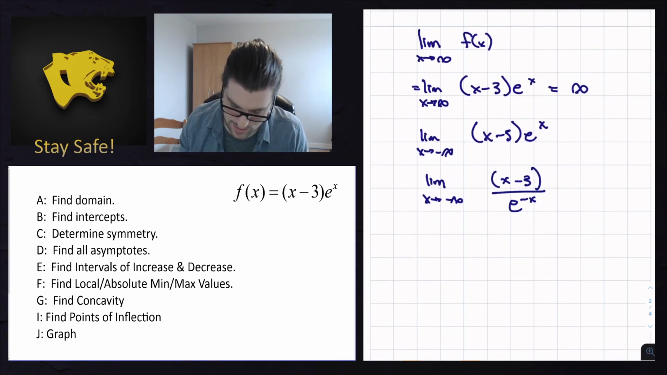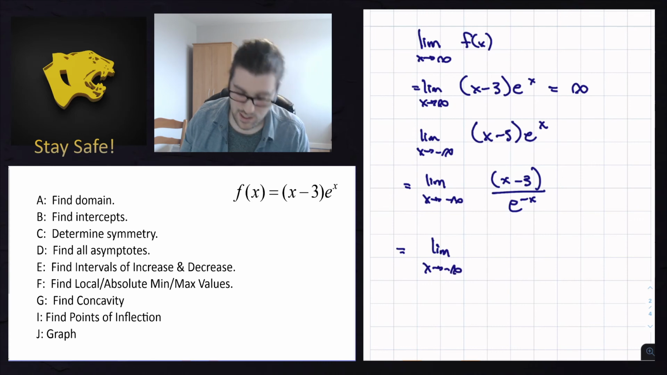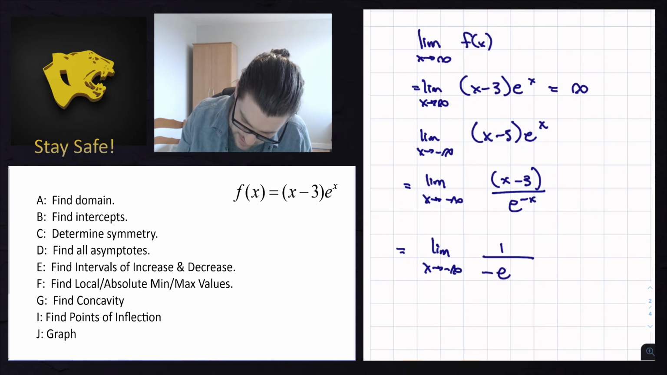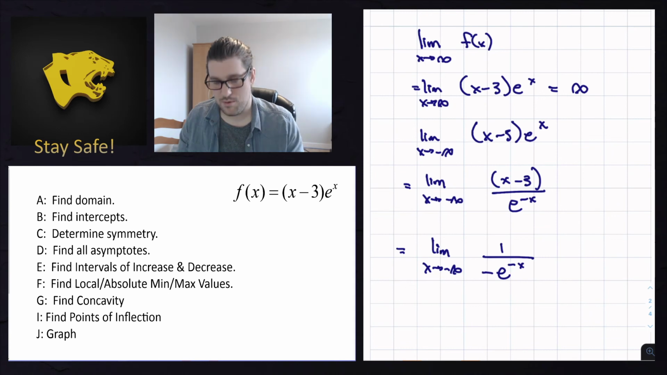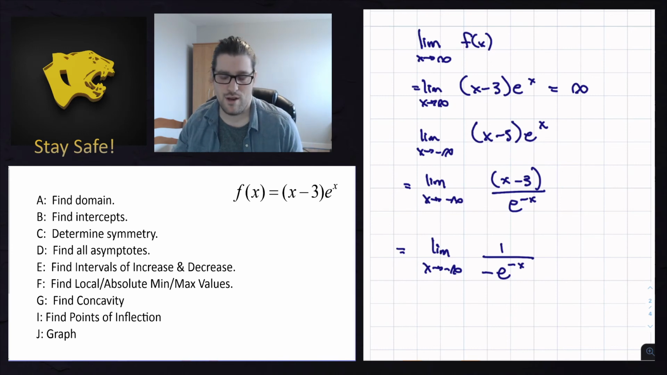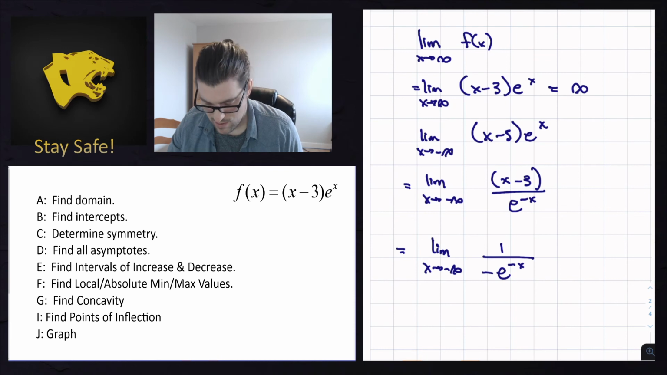And now I can say that the answer to this is the same as the answer to the limit as x approaches negative infinity of the derivative of the top, which is 1, over the derivative of the bottom, which is negative e to the negative x. So e to the negative x is e to the negative x times the derivative of the inside for the chain rule. The derivative of negative x kicks out a negative 1, so that's where that negative on the front came from.